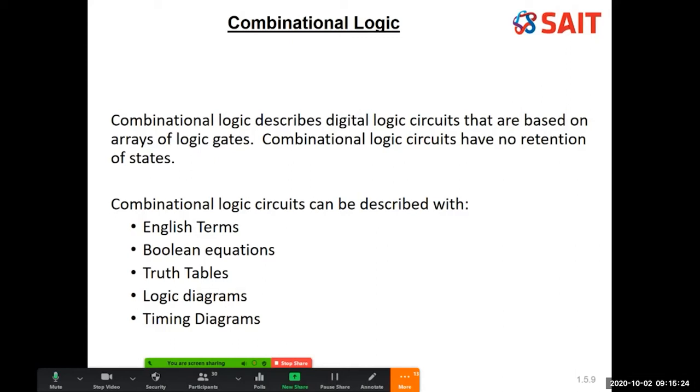Now combinational logic, we can talk about this in English terms. So you've heard me use ands, ors, those verbal kind of words. The Boolean equations, we saw examples of that, where I had A dot B. Truth tables, we did that. We started with truth tables. That's generally what I start with when I start designing a logic result. Logic diagrams, that's using those little symbols that we have, the and symbol, the or symbol, and the not symbol, and then timing diagrams that we've just covered. Different ways of describing what is going on or what our intent is.